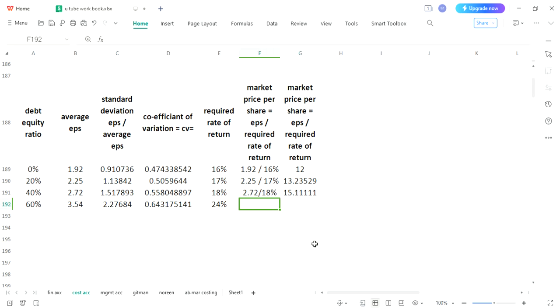Now fourth, we need to put EPS, which is 3.54 divided by 24% given in the question. Statement is completed. Now we can put it on the calculator. 24% means 24 divided by 100, which means 0.24. So we have got our fourth answer 14.75.